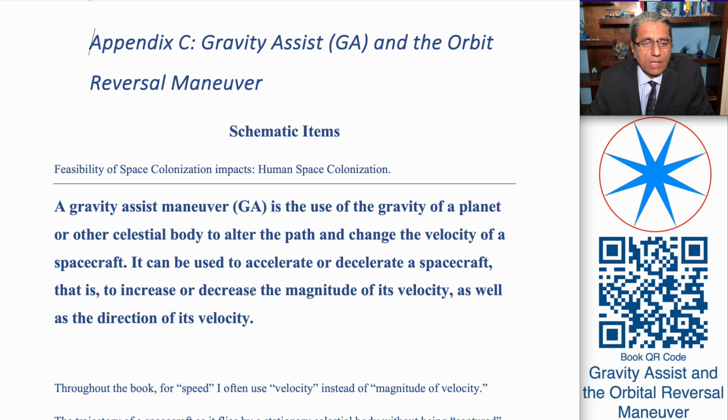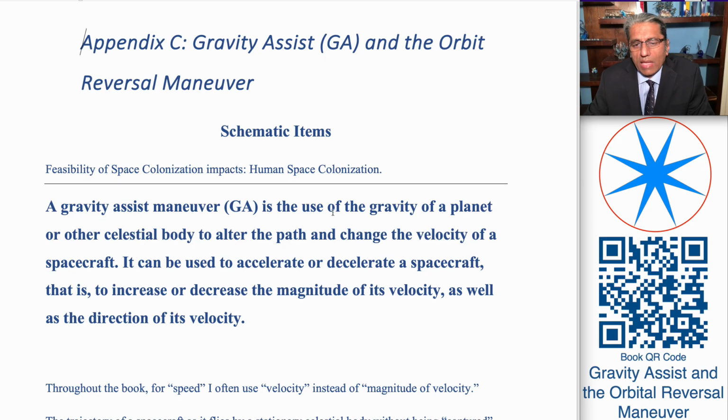Now, gravity assist is a maneuver that uses the gravity of a planet or other celestial body to alter the path, which can be very useful if you can change the direction and change the velocity of a spacecraft. It can be used to accelerate or decelerate a spacecraft.